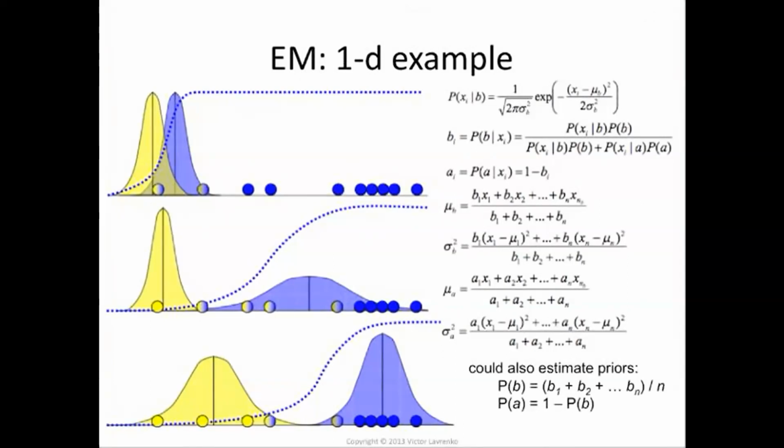So the way you would do that is, for the prior for the blue, you just add up all of the BIs and divide them by the number of data points that you have, and that is the estimate. Basically, what this is telling you is what proportion of the data the blue distribution is describing.